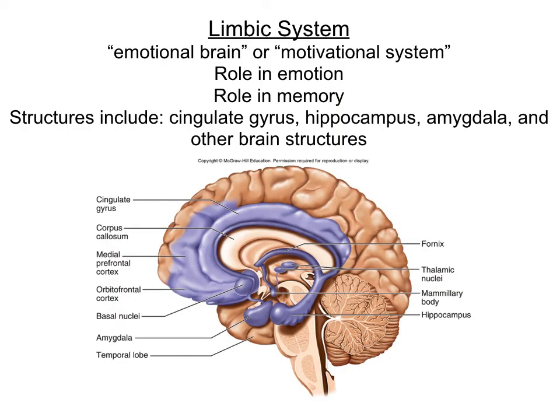Now, I have mentioned the limbic system. The limbic system is your emotional brain. So the structures involved in the limbic system are going to help create the full range of human emotion. It's also referred to as your motivational system. Motivation means that you have a desire to carry out a command.